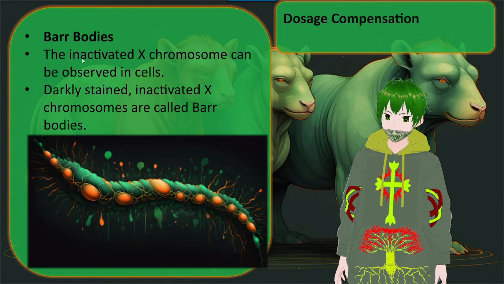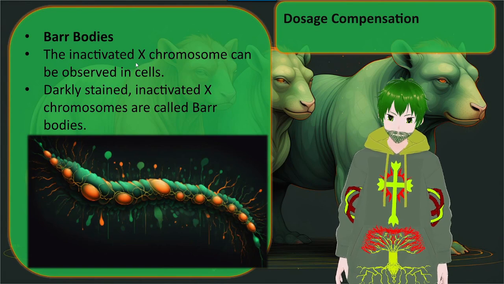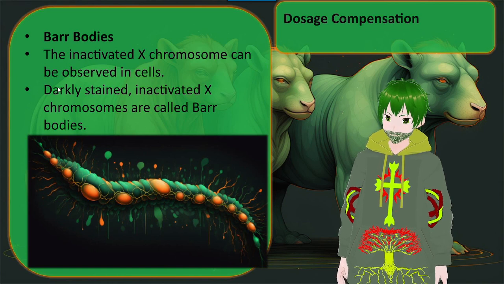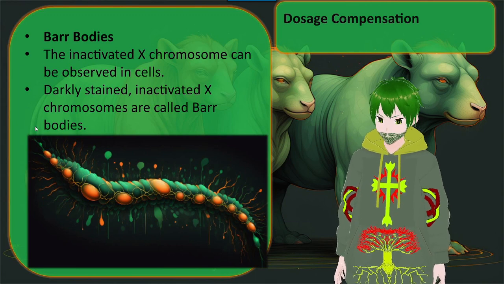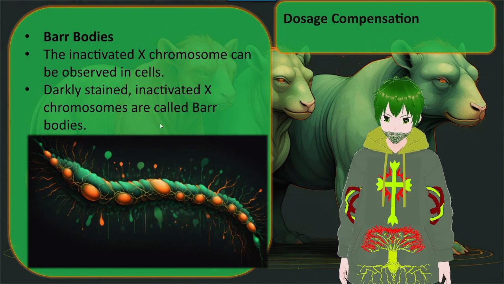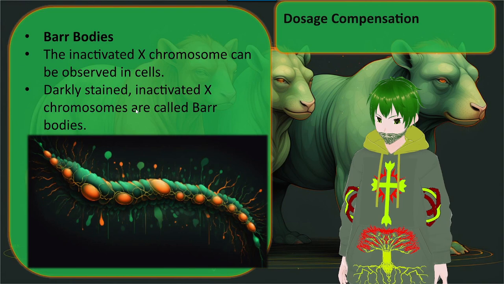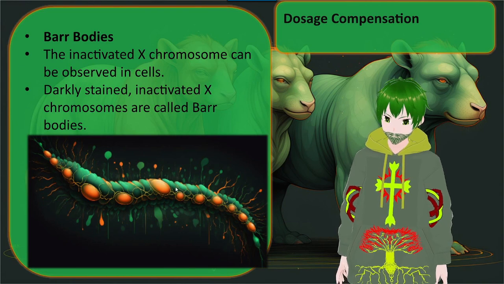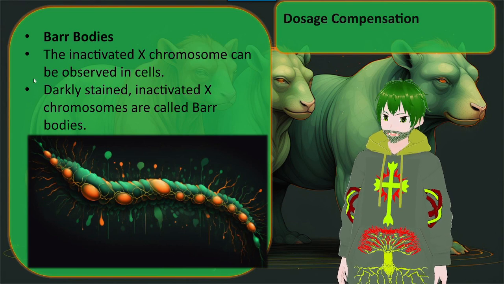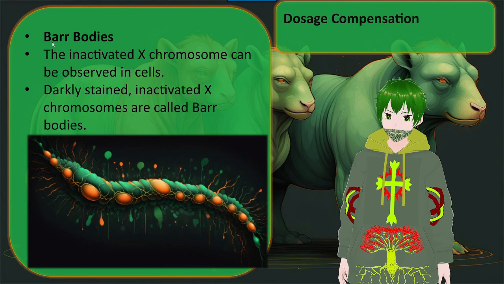And again, that brings us back to the idea of Barr bodies, which are inactivated X chromosomes, and they can be observed in cells directly with a light microscope. They tend to be darkly stained, and they don't look like an X chromosome. They just look like a linear line of hard nuclear material.